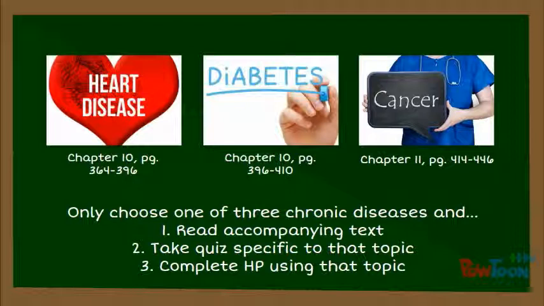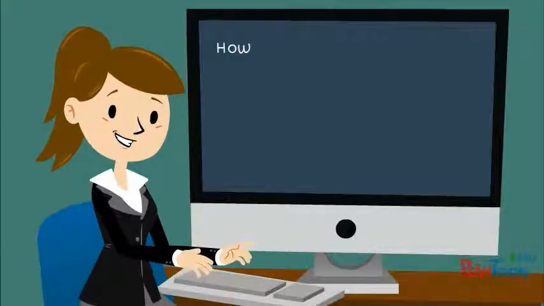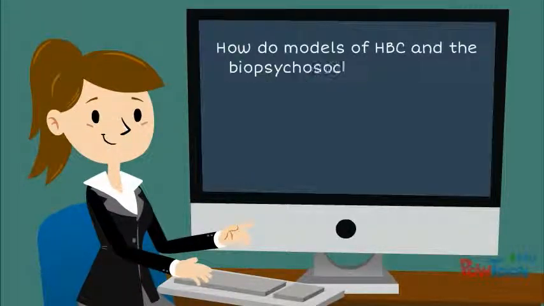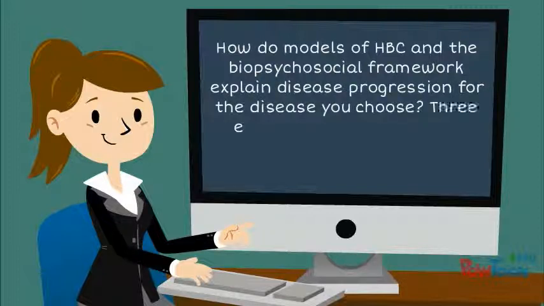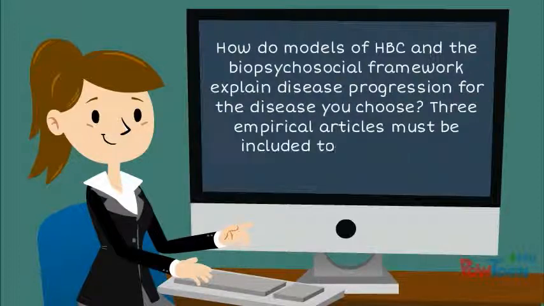With this, you will need to answer the following health profile. How do models of health behavior change in the biopsychosocial framework explain disease progression for the disease you chose? 3 empirical articles must be included with the information presented in the textbook to support your discussion.